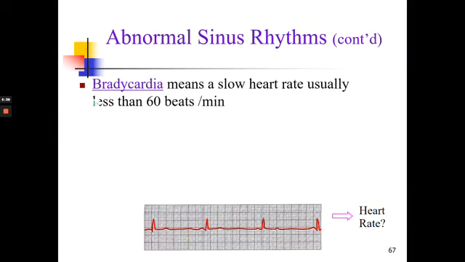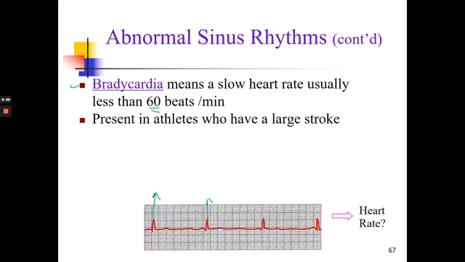Abnormal sinus rhythm could also be bradycardia, a heart rate less than 60. As you see here, from here to here is the RR interval. You have 5, 10, 15, 20, 25, 30, around 35 small squares, 35 small squares by 0.04, which means a very low heart rate. A very low heart rate is called bradycardia. It is present in athletes sometimes.